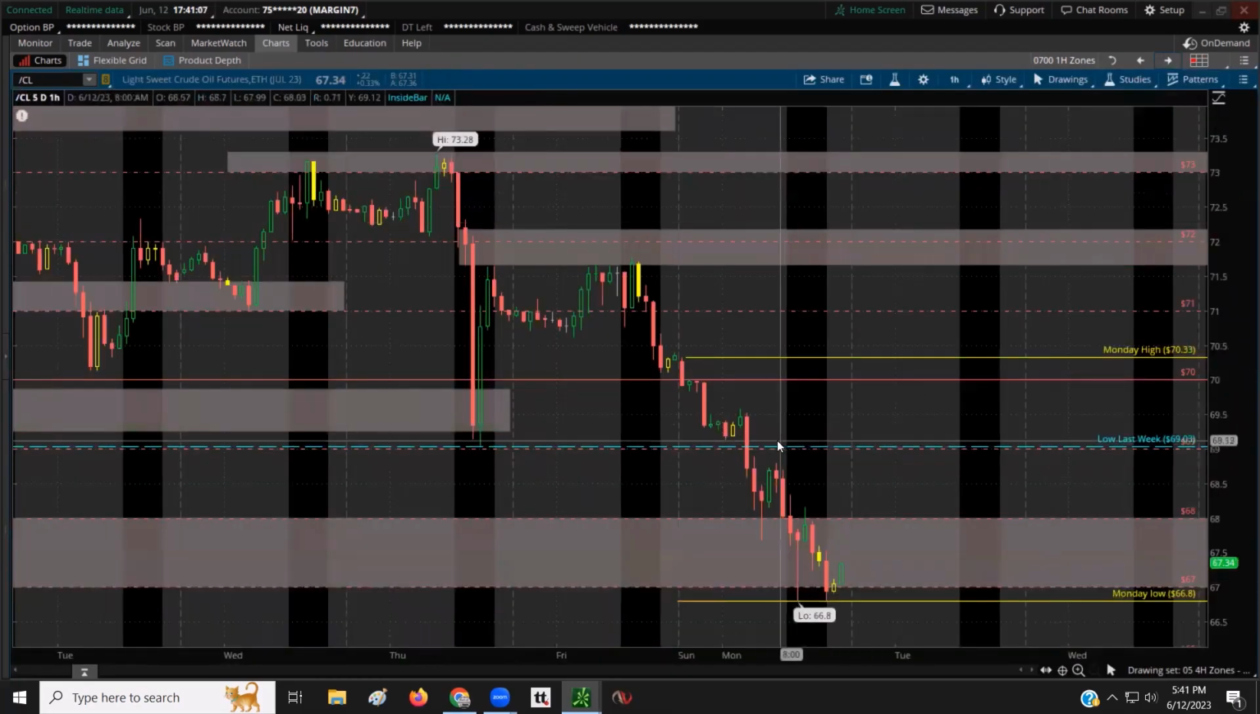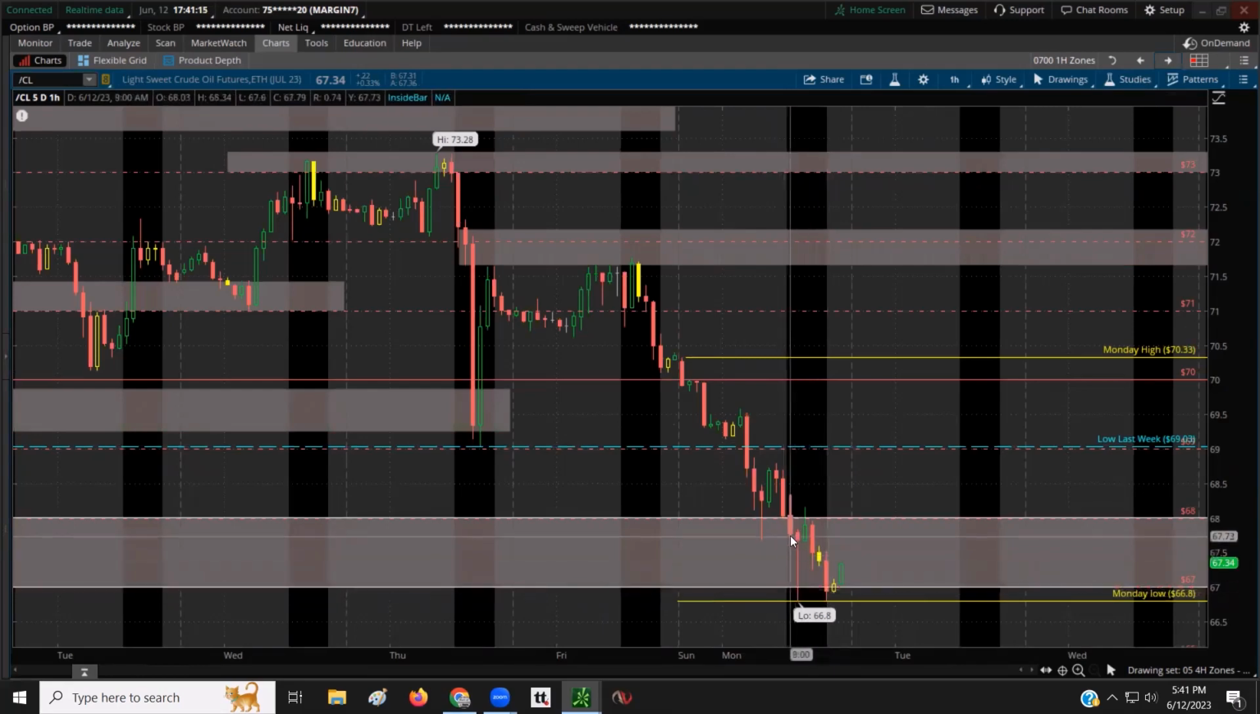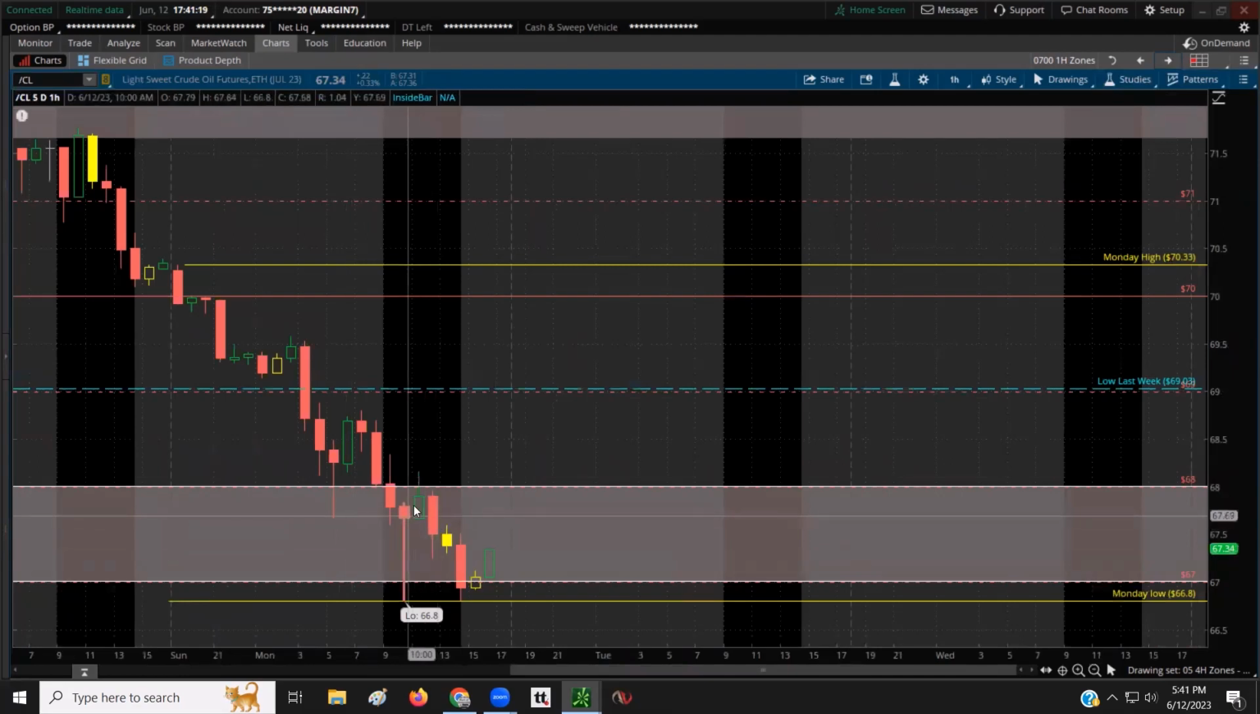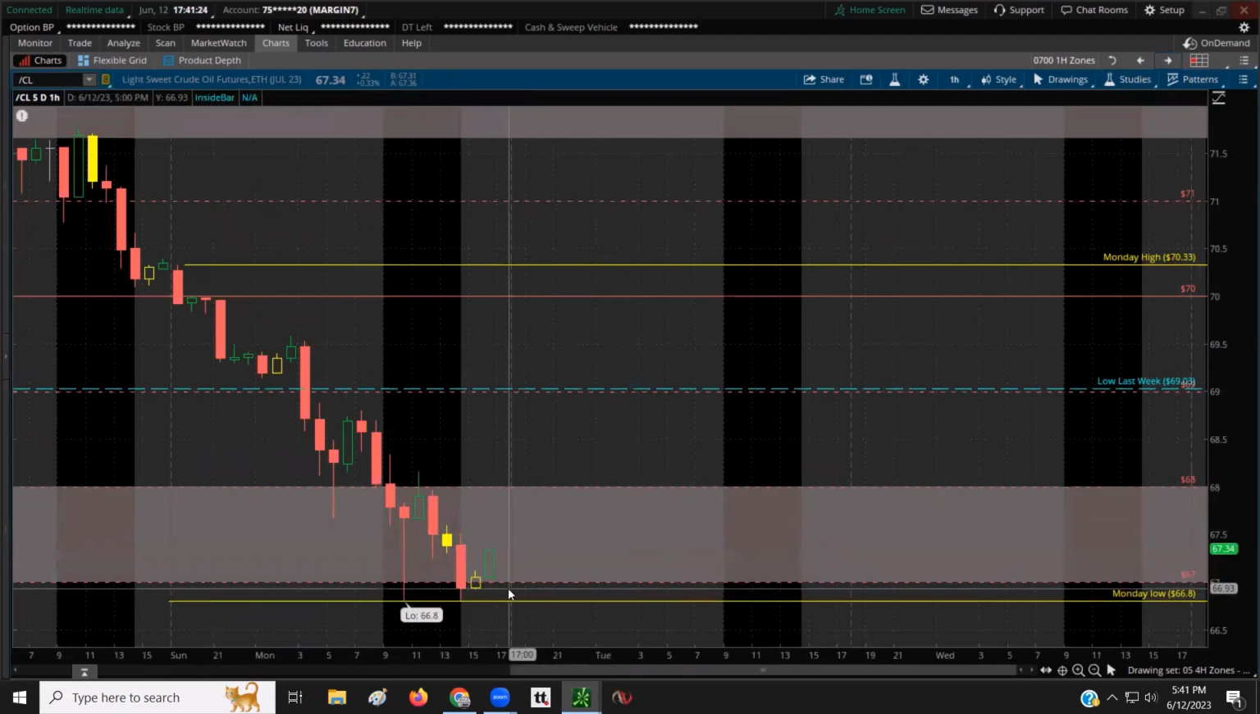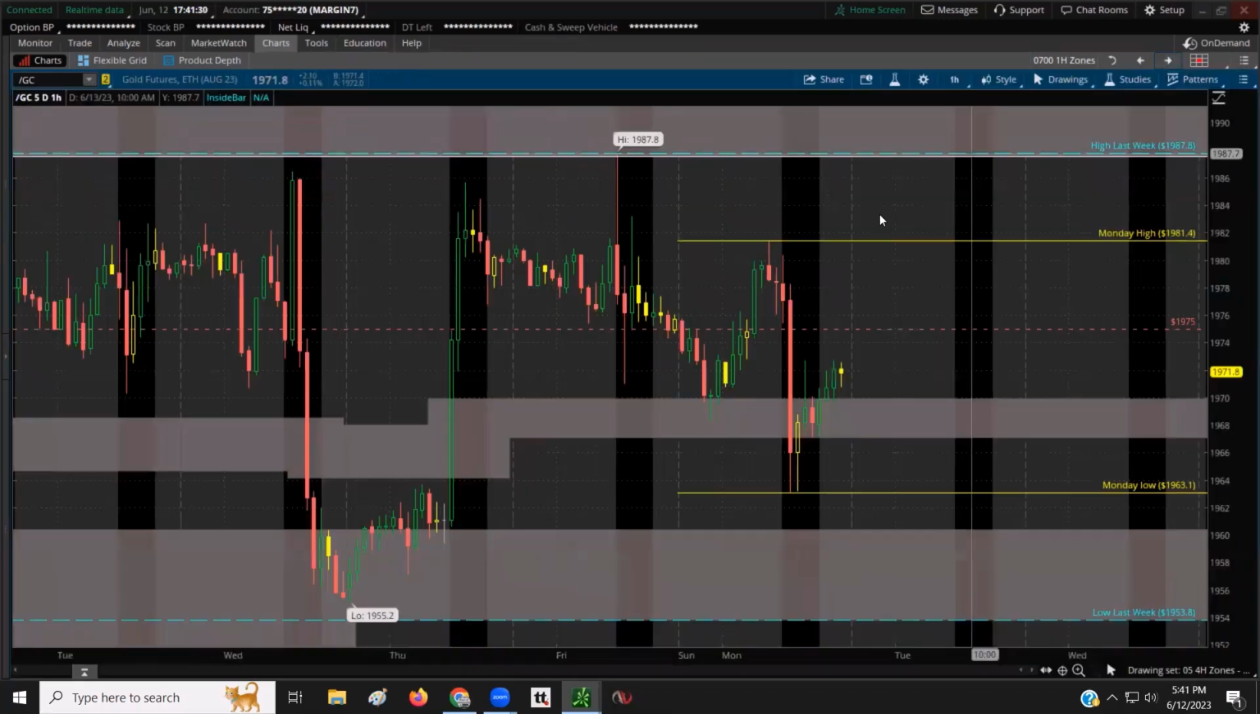Crude oil broke below the low of last week. That was a high of the day, low of the day. Look at that. Low of the day was tested. Big bullish pin bar formed down here. Went down and retraced it. Tested it. Buyer stepping in again. Interesting. Good trade setup.